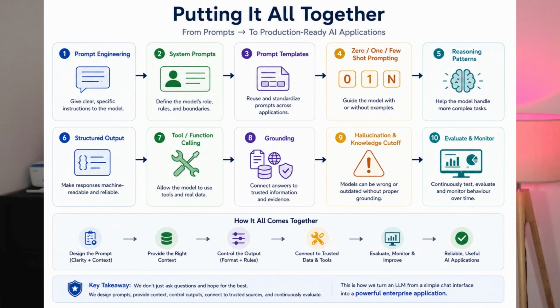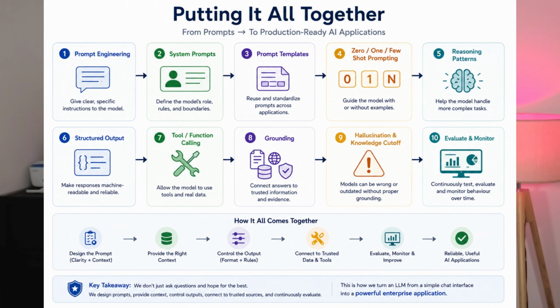Prompt engineering helps us give clear instructions to the model. System prompts define the model's role, rules, and boundaries. Prompt templates help us reuse and standardize prompts across the application. Zero shot, one shot, and few shot prompting help us guide the model with or without examples.